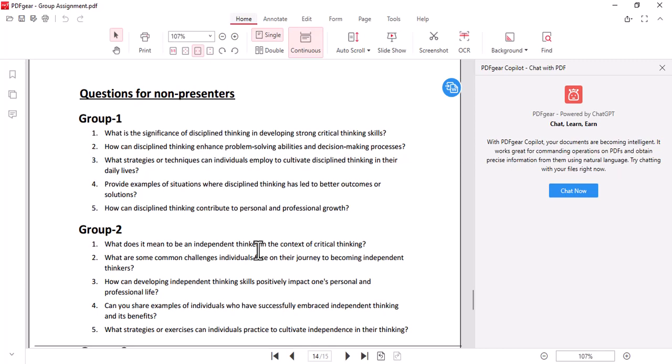Excellent. What are some challenges individuals face in their journey to become independent thinkers? Biased. Can you repeat the question, sir? What are the challenges or problems individuals face in their journey to become independent thinkers? Fear of rejection. Biased. Fear of rejection. Yes. Excellent. What else?